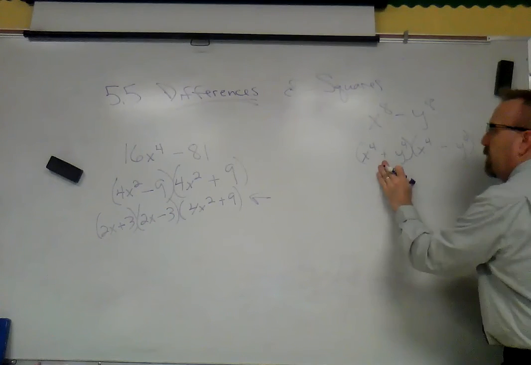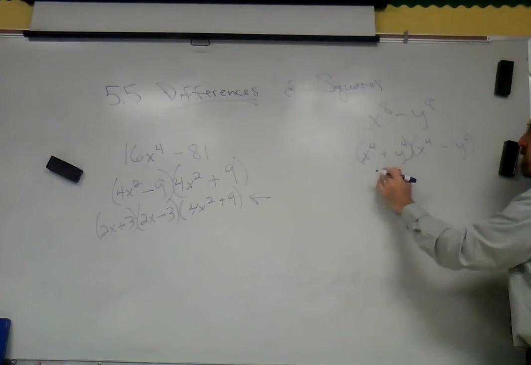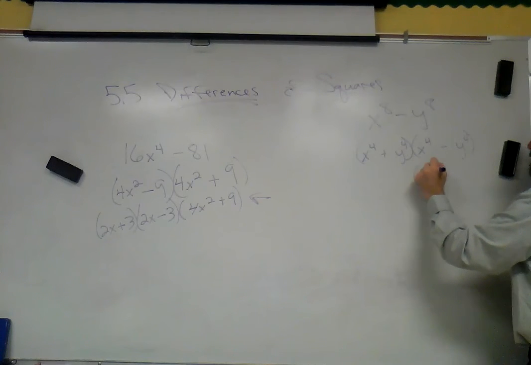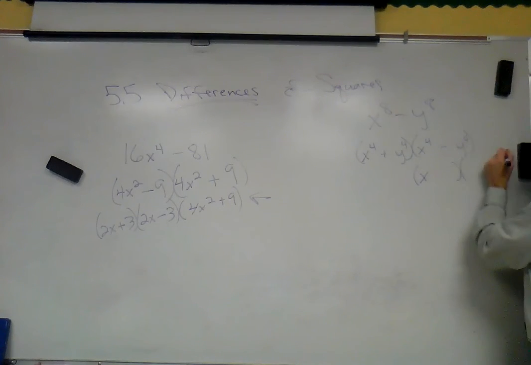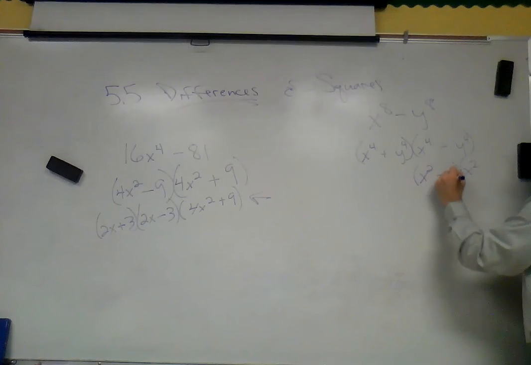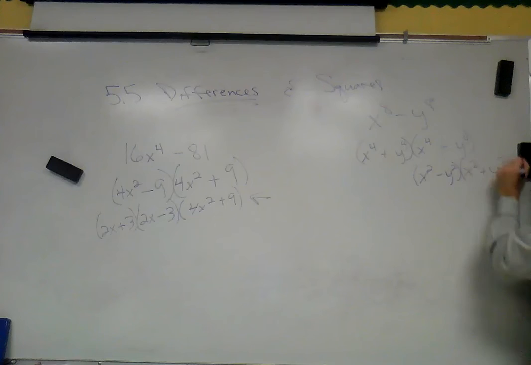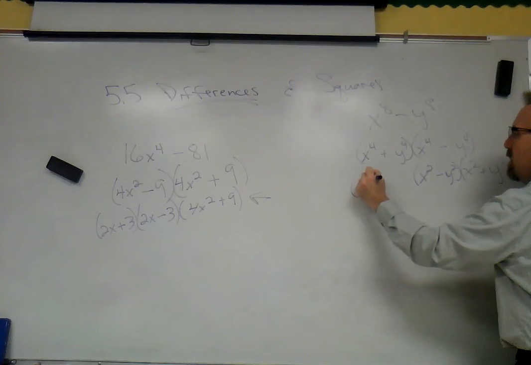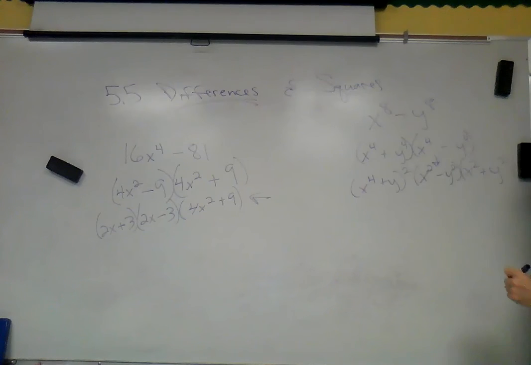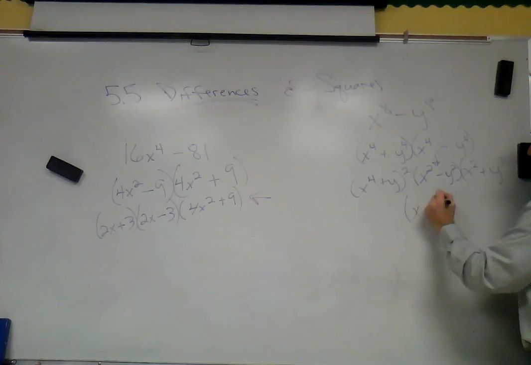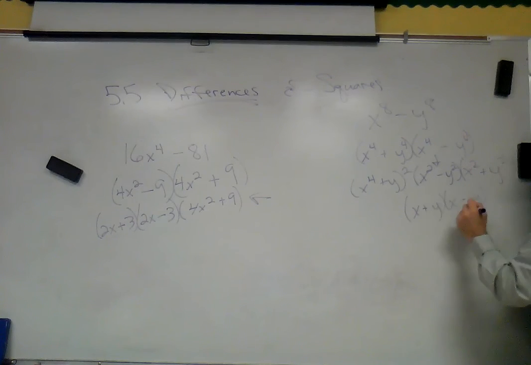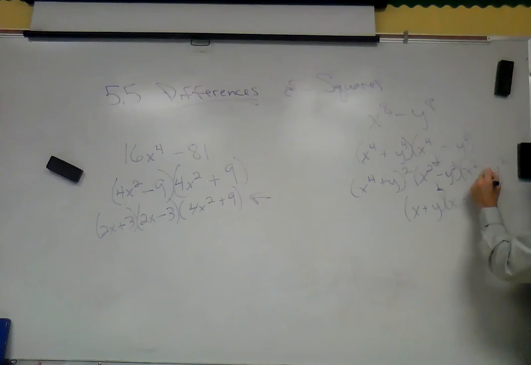This one's plus, so we can't do anything more. Can we break this one down some more? So x squared minus y squared, x squared plus y squared. Now notice we still have a difference of squares. So x, y, plus and minus. So that's from right here. Bring this one down.